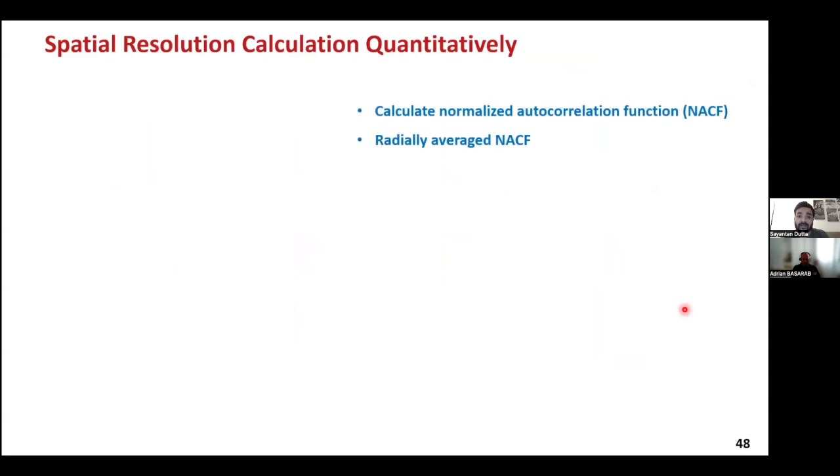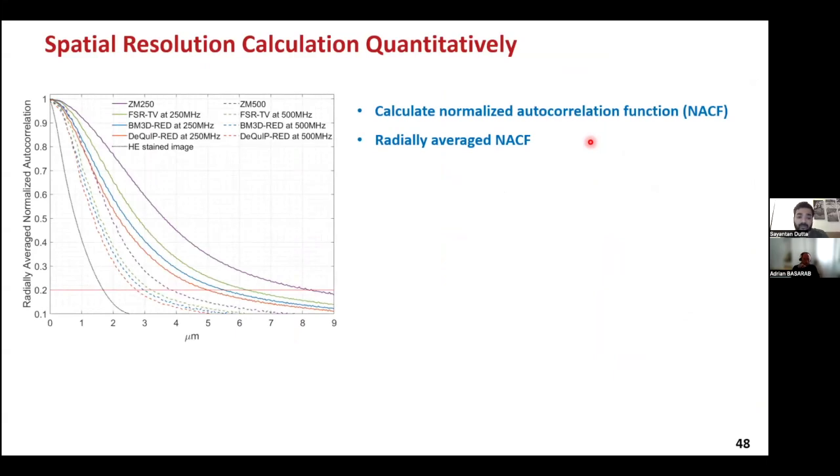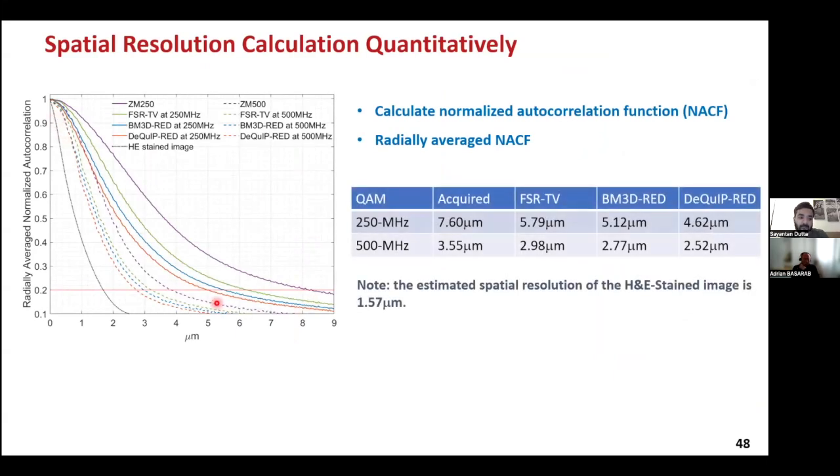And we calculate the spatial resolution quantitatively by using the normalized autocorrelation function as a quantitative metric. So this is the radial averaging of the autocorrelation function, and from that we get the explicit resolution. For the 250, the acquired data resolution is 7.6 micron, where we go up to 4.62 using our method. Compared to the BM3D, it is much better, you can see.